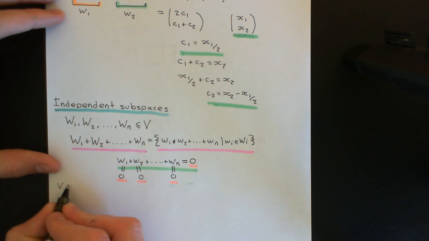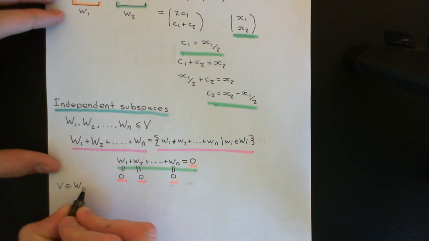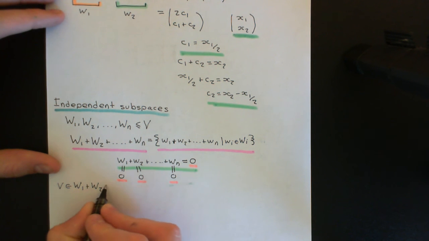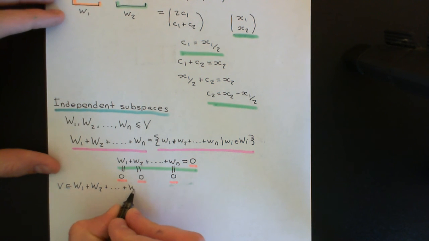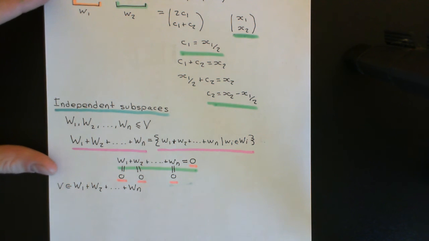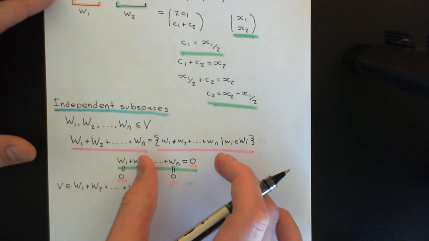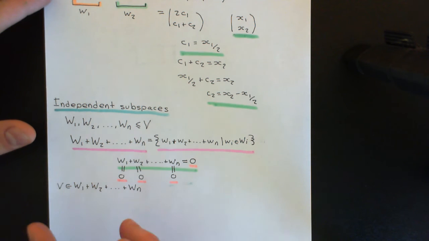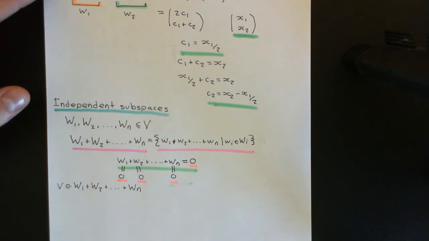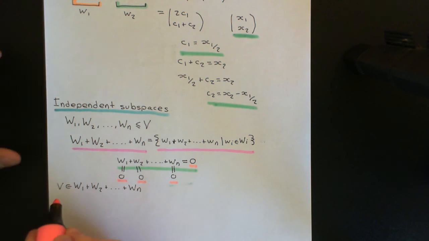So let's say little v here is an element of capital W1 plus capital W2 plus all the way up to capital Wn. Okay, there will only be one combination, one sum of elements from the subspaces which actually gives that vector v if the subspaces are independent, which means that the only sum of elements from the subspaces which gives the zero vector is this trivial sum. Okay, so I want to prove that now.